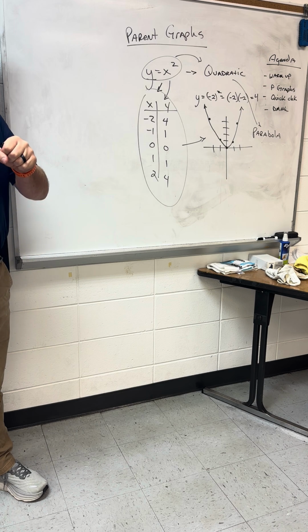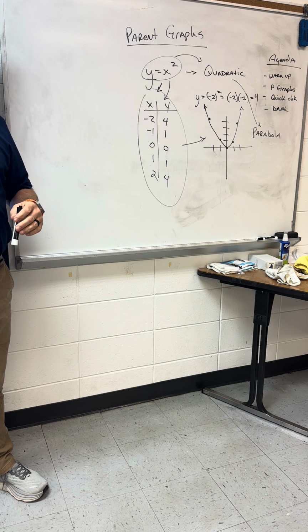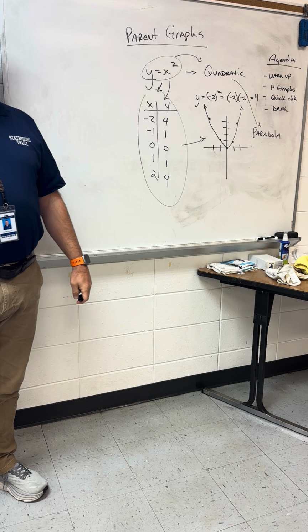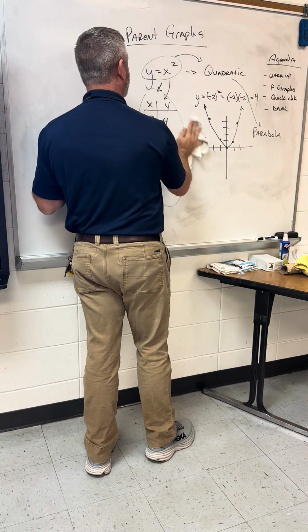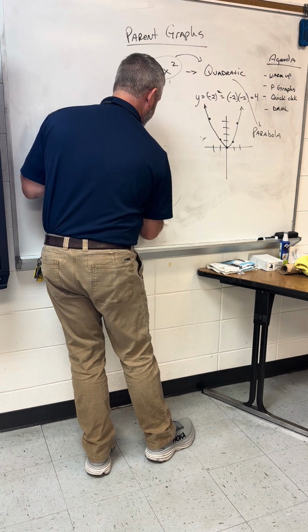All right, questions on quadratic. 2 parent graphs down, how many to go? How many we got left? 5 to go. We got 7 total.